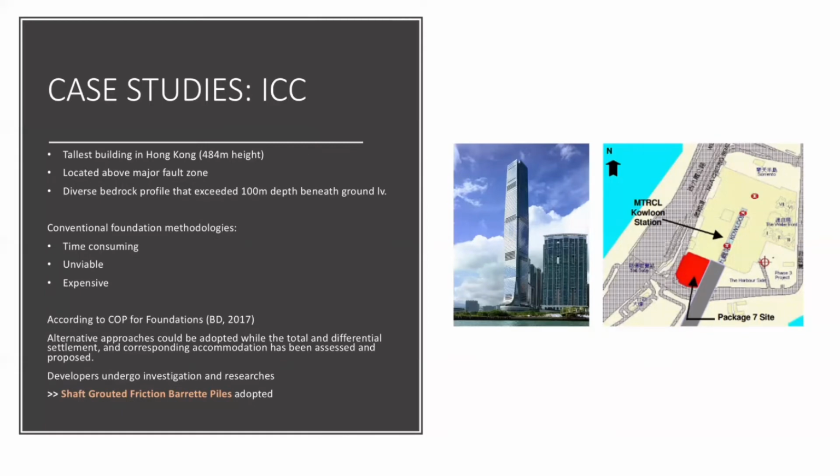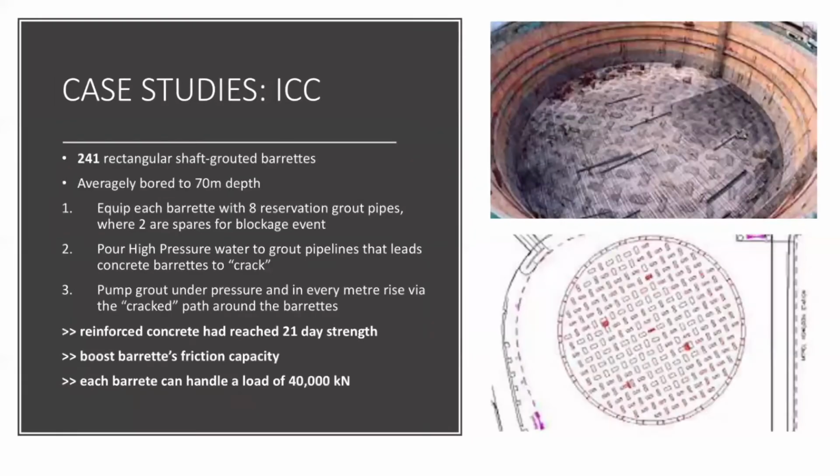Therefore, the developers undertook investigation and research and adopted the method called shaft-grouted friction barrette piles. The shaft grouting for barrettes is beneficial to boost load carrying capacity with the aid of cyclic overburden, which further enhances the stability of foundation pit excavation due to the automatically maintained compression. The foundation framework comprises 241 rectangular shaft-grouted barrettes that were bored to a depth of 70 meters on average. Each barrette was equipped with 8 grouting pipes, while 2 are reserved for blockage events.